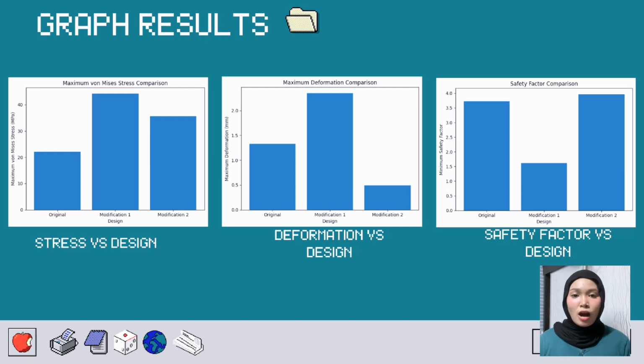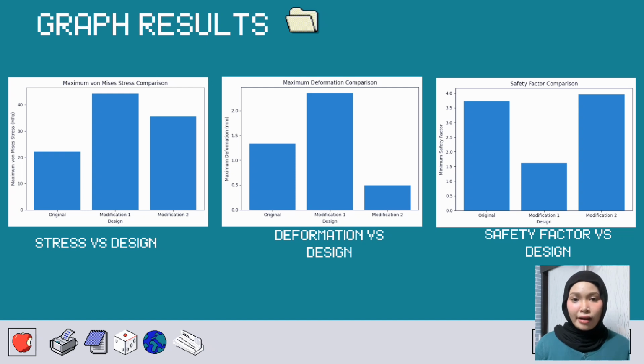For the second graph, we show maximum deformation versus design. Modification 2 has the lowest deformation at only 0.49 millimeters, indicating the highest stiffness. Modification 1 shows the highest deformation due to insufficient base thickness.